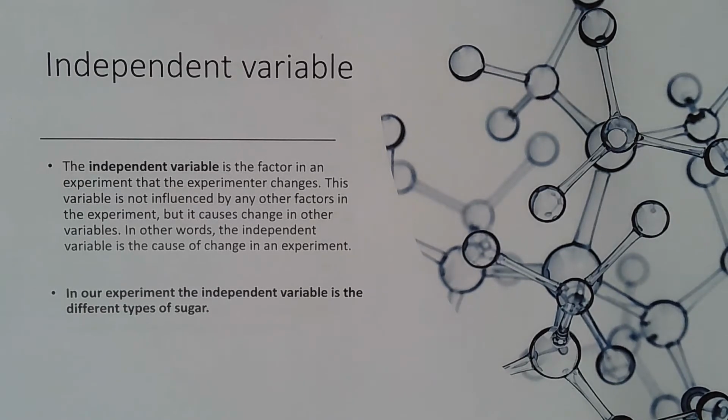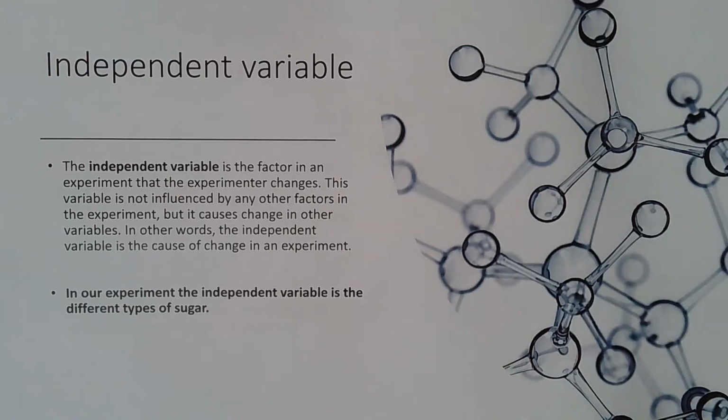The independent variable is the factor in an experiment that the experimenter changes. This variable is not influenced by any other factors in the experiment, but it causes change in other variables. So, put it simply, the independent variable is the cause of change in an experiment.